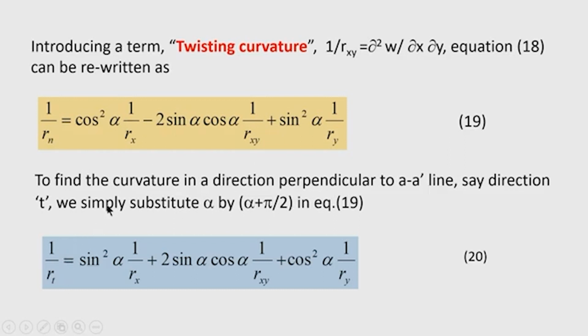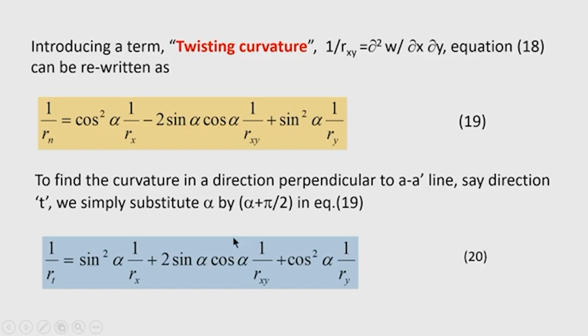r t, that is curvature in another orthogonal direction, is sin square alpha into 1 by r x plus, because this cos alpha when it is substituted as cos alpha plus pi by 2, it will be minus cos alpha. So, therefore, this middle term will be positive. So, plus 2 sin alpha cos alpha 1 by r x y plus cos square alpha 1 by r y.